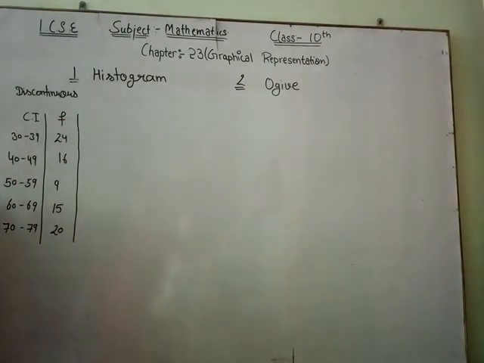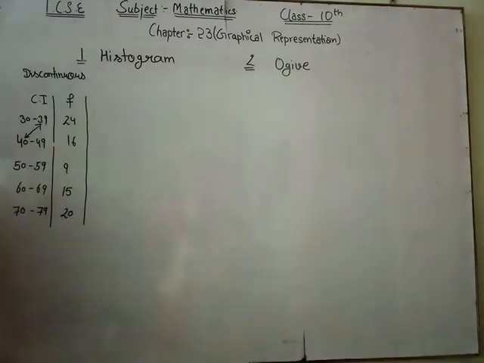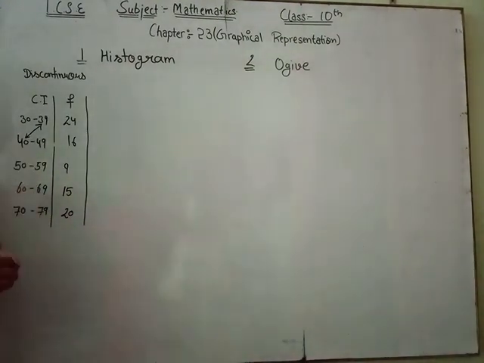In the first column, the first class has lower limit 30 and upper limit 39. The second class has lower limit 40 and upper limit 49, then 50 to 59, 60 to 69, 70 to 79. Students, this is discontinuous because the upper limit and the next lower limit are not the same. So first I will change this discontinuous into continuous. For that, we find the difference between them.